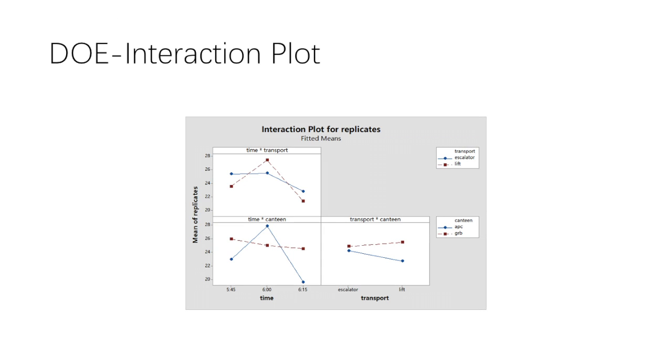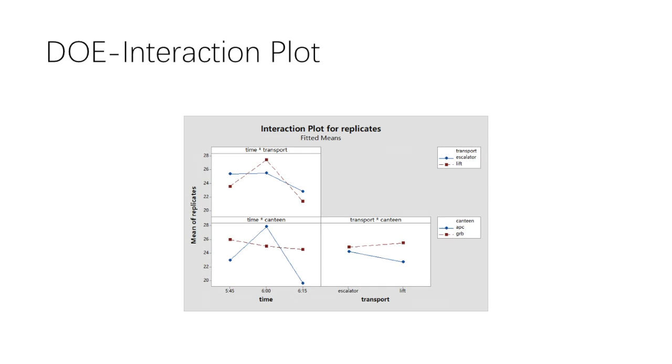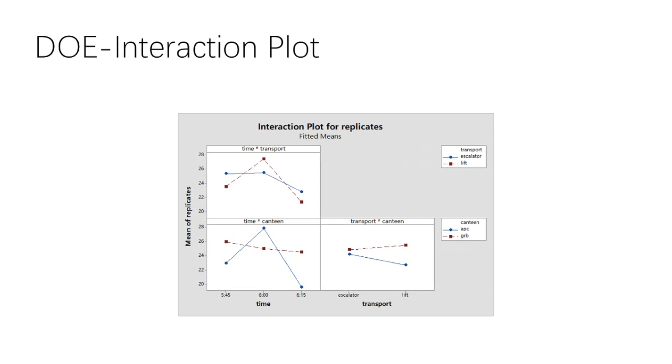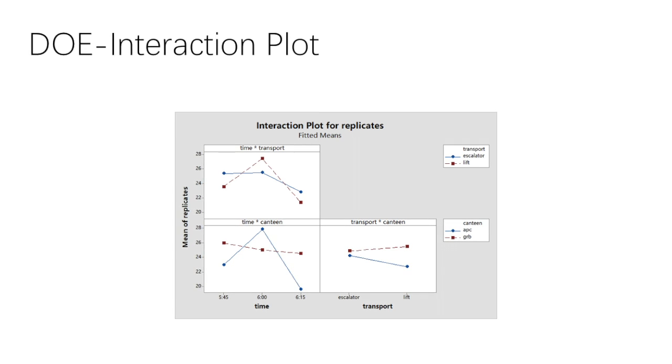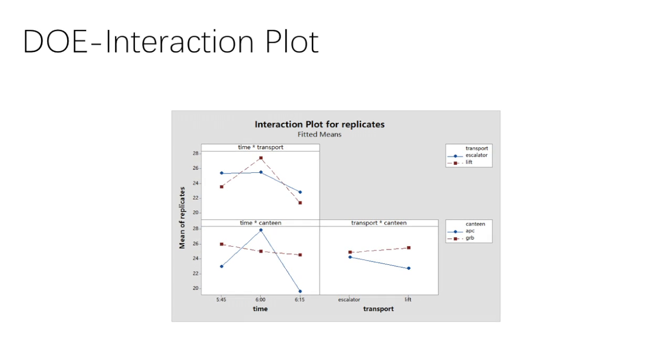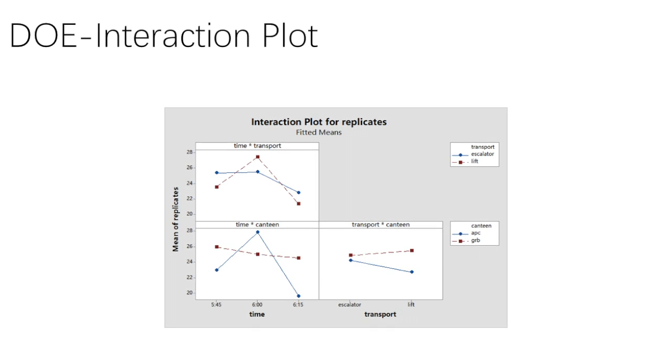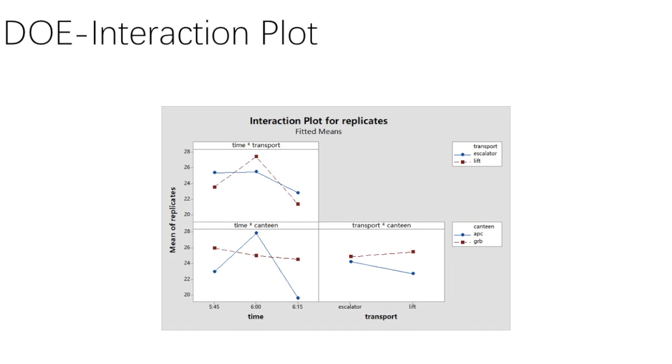Interaction plot for replicates. At the rush hour 6 p.m., lift takes more time than escalator. At the same time, you will spend longer time if you choose Asian Pacific to get dinner. Otherwise, lift and Asian Pacific is a smart choice compared with others.